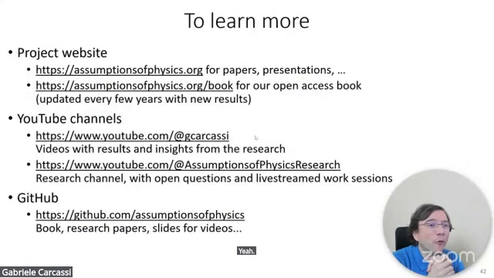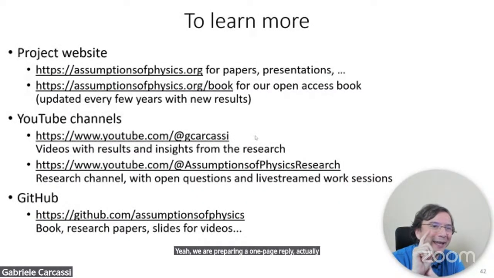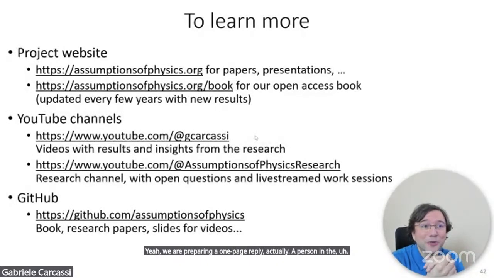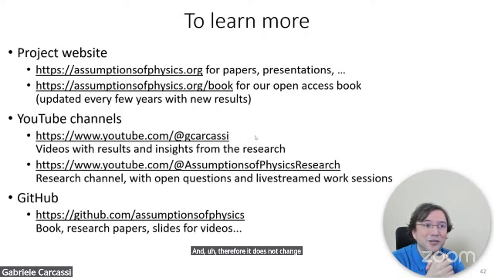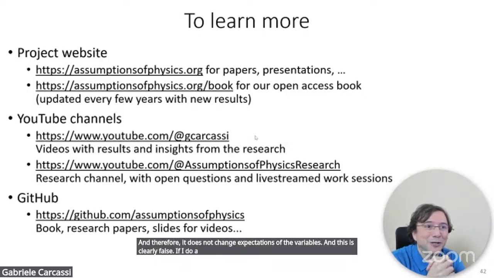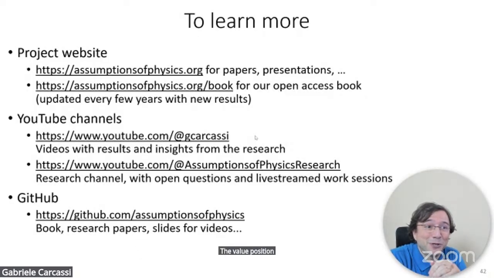Yeah, we are preparing a one-page reply. Actually, a student that is following the project is spearheading that effort, because I didn't have the time. The response is quite simple. He claims that a coordinate transformation is just a change of basis, and therefore it does not change expectations of the variables. And this is clearly false. If I do a translation, the expected position had better change, because if it remains the same, I have done nothing.